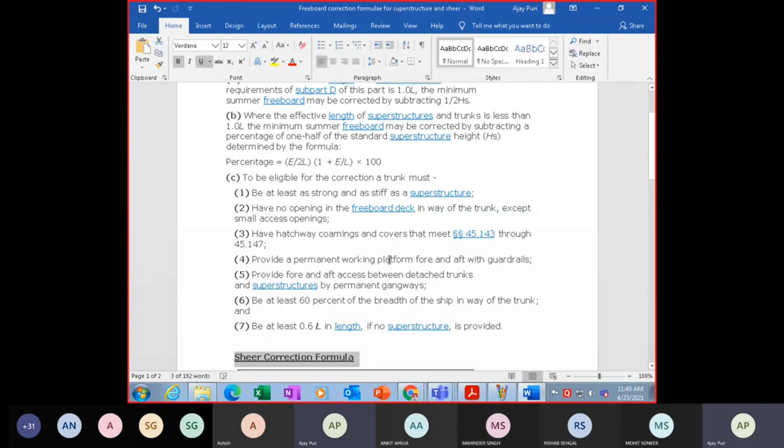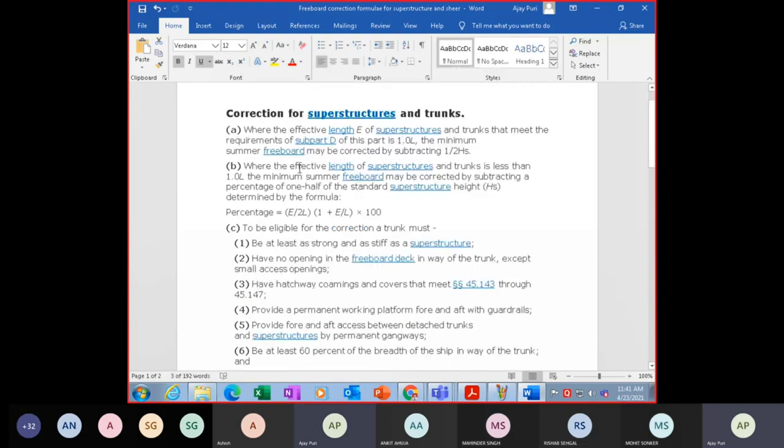They should have a permanent working platform fore and aft with guardrails. They should be provided with fore and aft access between detached trunks and superstructure by permanent gangways. There should be at least 60% of the breadth of the ship in any way of your trunk, and it should be at least 0.6L in length like a superstructure. If no superstructure is provided, then the trunk should be at least 0.6L in length. So then your correction of trunk can be done. Otherwise, if you have a superstructure, then the superstructure correction will be done as per this formula.